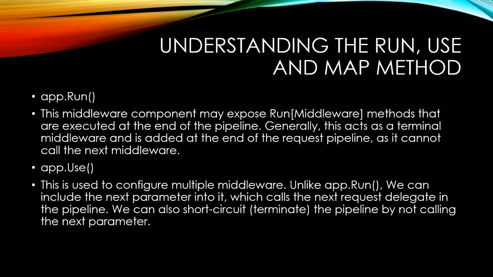So this is used to configure multiple middlewares. Yes, as I told you, when you want to configure for multiple things, you just have to go ahead and use app.use. So unlike app.run, we can include the next parameter into it, which calls the next request delegate in the pipeline. So we can also short circuit or terminate the pipeline by not calling the next parameter. So let's go ahead and see what is there in the piece of code.